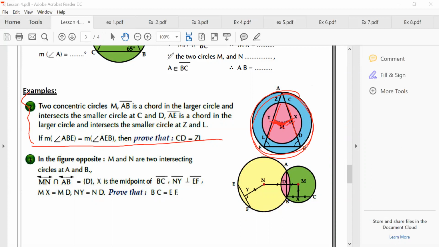CD equals ZL. I want to prove that CD is equal to ZL. It's not given. This is what I want to prove.